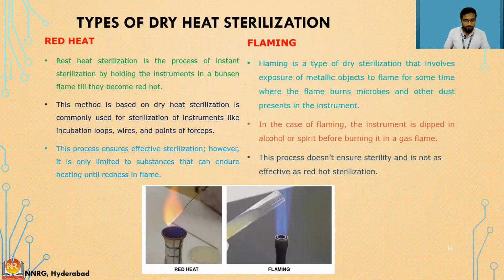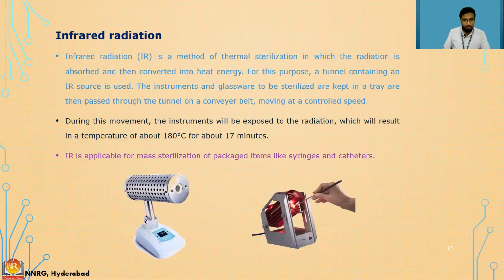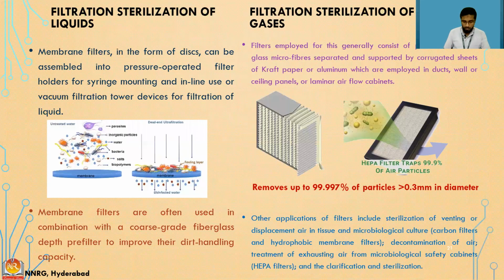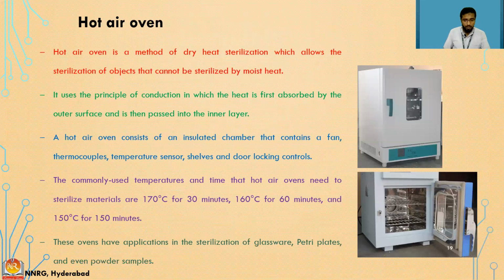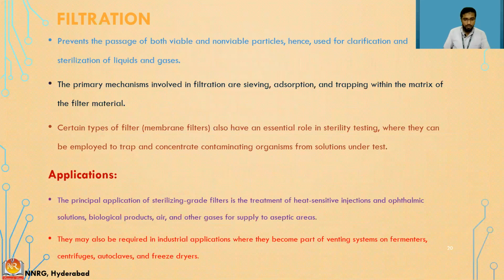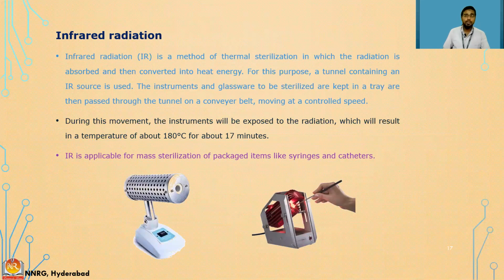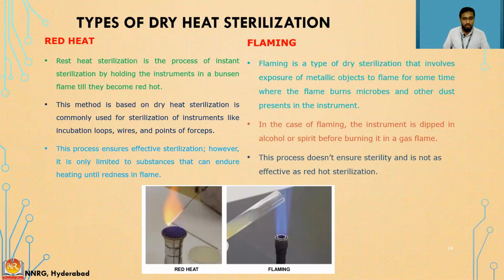So what are the types of dry heat sterilization? Red heat, flaming, infrared, incineration, solar, and hot air oven. All these we will be studying now. After that, whatever are the physical or mechanical methods will be discussed in the next video. Beginning with types of dry heat sterilization: red heat and flaming.